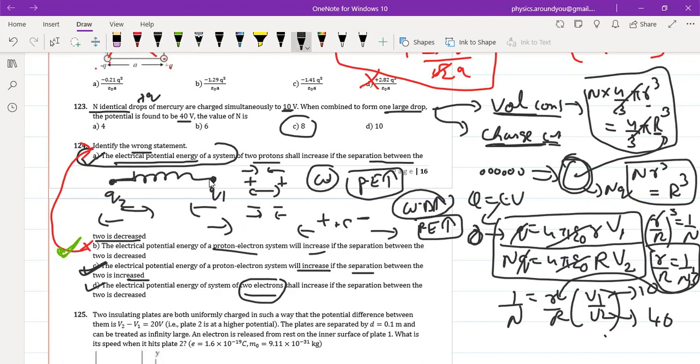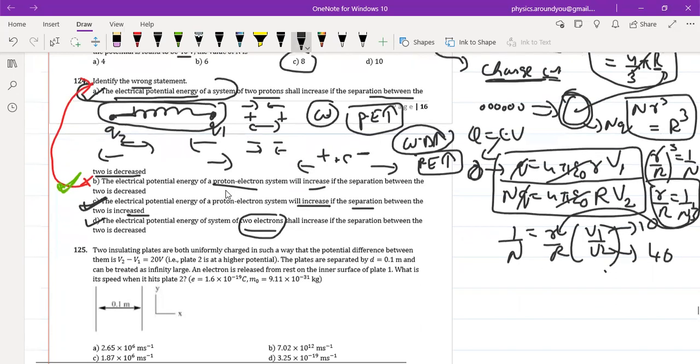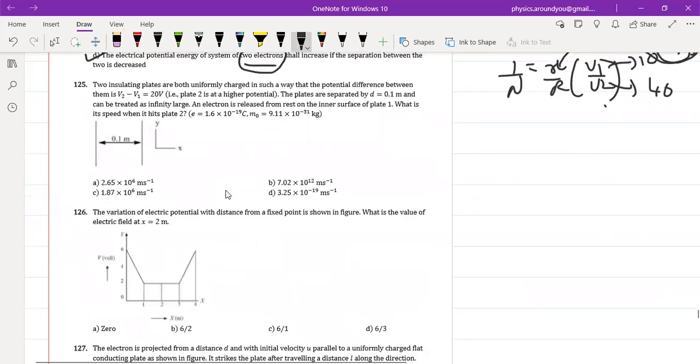I let the charges come back, so the potential energy is going to decrease. And a helpful analogy is always a spring. Now the concept behind question number 125: capacitors given, distance given, potential difference given, released from rest given. What is its speed when it hits plate 2?